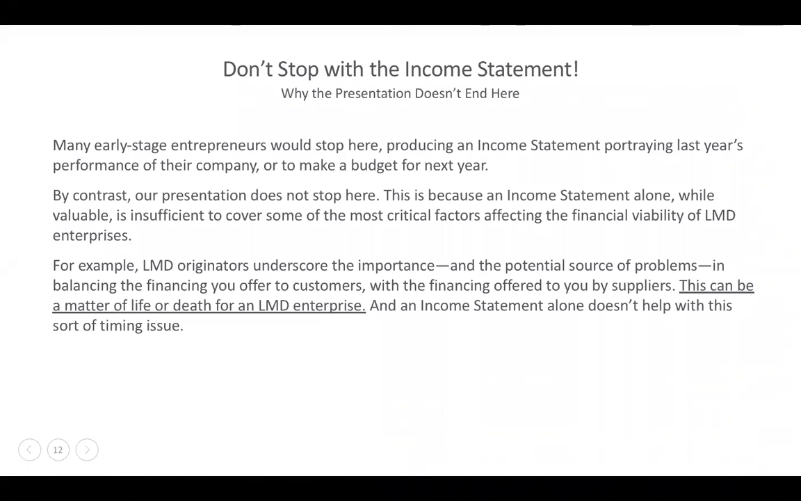For example, originators underscore the importance and the potential source of problems in balancing the financing you offer to customers with the financing offered to you by suppliers. This can be a matter of life or death for a last mile distribution enterprise, and an income statement alone doesn't help with this sort of timing issue.